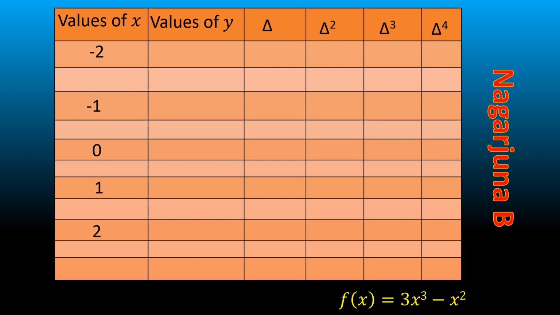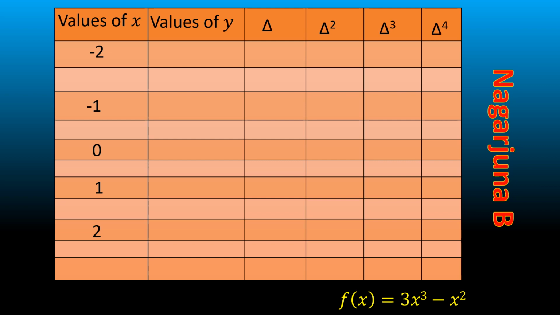Observe writing the values of x by leaving one line gap between each of the values of x, one row gap. The next values of y. So this we get by substituting the value of x in f of x equation. It is y is equal to f of x is equal to 3x cube minus x square. So f of x equation you can see in the bottom in this particular video. F of x is equal to 3x cube minus x square.